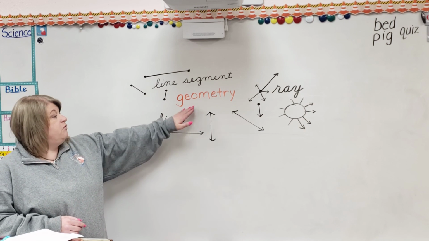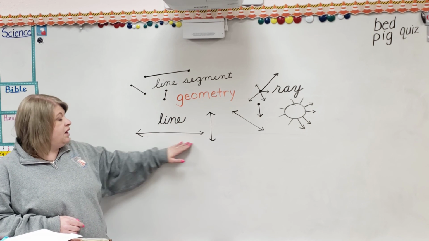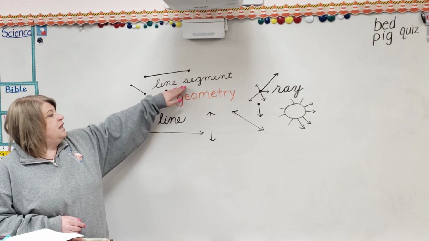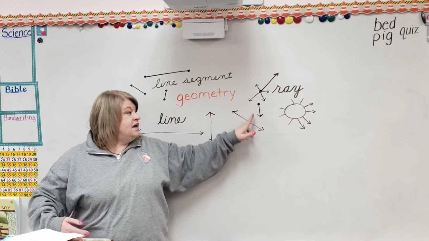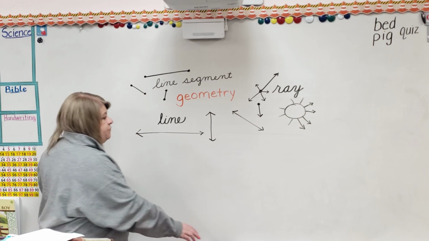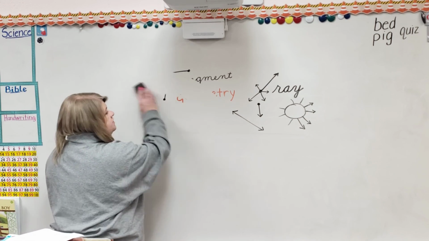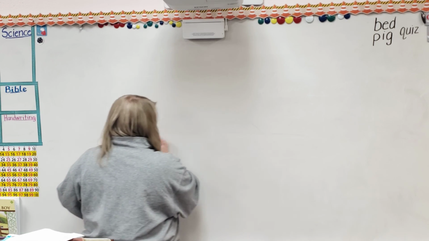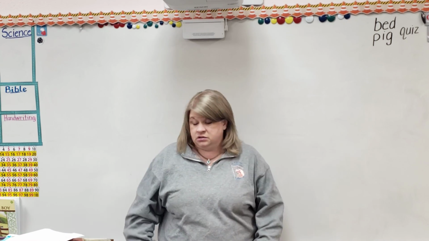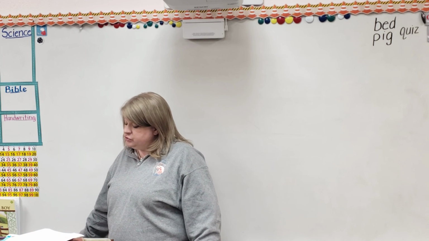Okay, so first thing we've learned is about a line. It goes forever both ways with arrows. A line segment has dots. And then a ray has one of each. All right, good job. Now I want you to take a look at the next page. We're going to talk about how lines act sometimes. Lines can do different things.